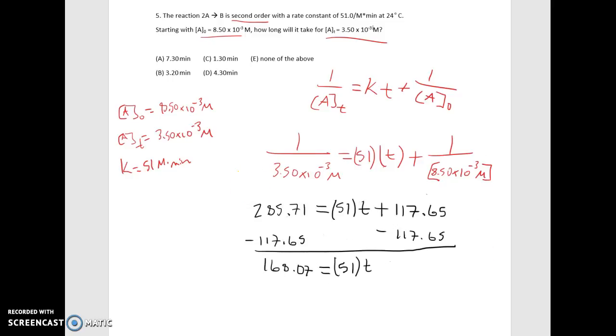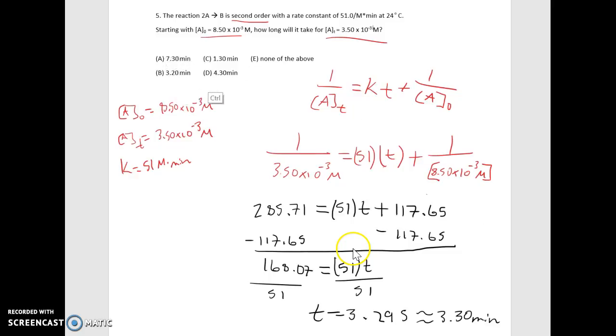Alright, so same thing, we just subtract 117.65 from both sides in order to have T on its own. And here I just rewrote everything to make it neater. And now we're still trying to get T on its own, so we're going to divide by 51. And then our time is equal to 168 divided by 51, which is approximately 3.295, which is around 3.30 minutes.